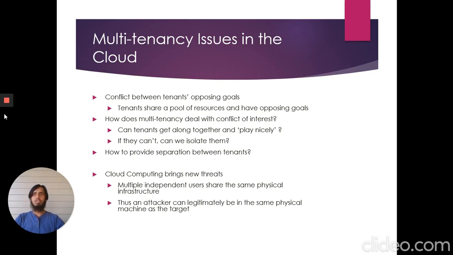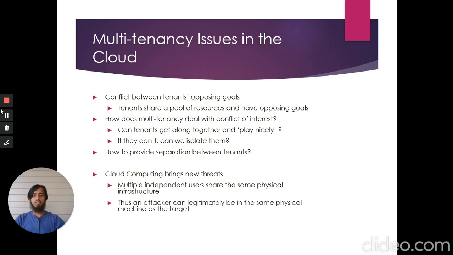So how can we deal with this multi-tenant issue of opposite goals? What will be the solution? Can tenants get along together and play nicely, even though they still have their opposing goals? And if they can't, can we isolate them on the same cloud, and how do we provide separation between them? If we find that they cannot play nicely and we have to provide isolation between them, then how can we provide the isolation between the tenants? That is the thing we need to consider now.